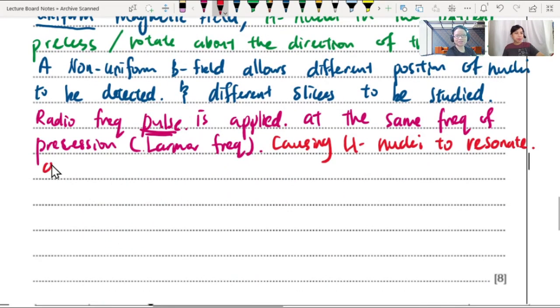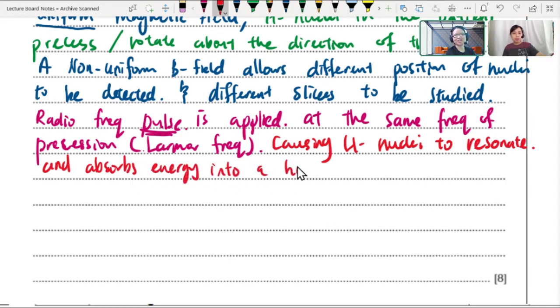Resonate and get excited. They absorb energy and go into a higher energy state. Don't worry so much if you feel that your sentences are a bit weird. It's science, not literature. As long as you hit the points, you're fine. Then you are describing the thing. So hydrogen nuclei now absorb energy, higher energy state, happy already.